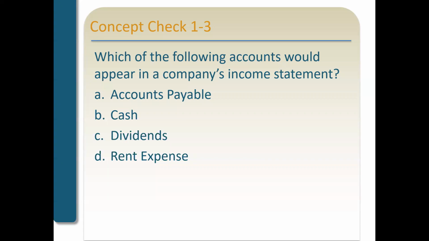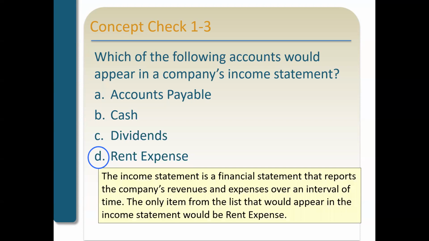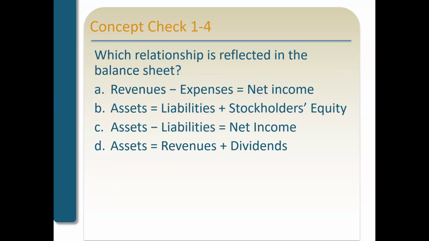Which of the following accounts would appear in the company's income statement? Accounts payable would be in a balance sheet. Cash is an asset that would be in a balance sheet. Dividends would be in the statement of stockholders' equity. The only one here is rent expense, which would be in the income statement. Which relationship is reflected in the balance sheet? Remember, I told you the most important thing you're going to learn in this chapter, the accounting equation, which is part of the balance sheet. Assets equal liabilities plus stockholders' equity.